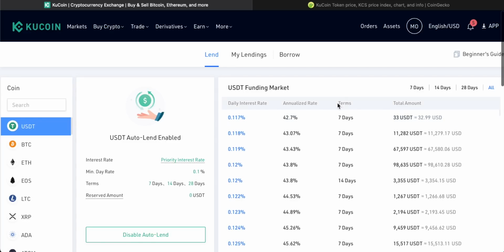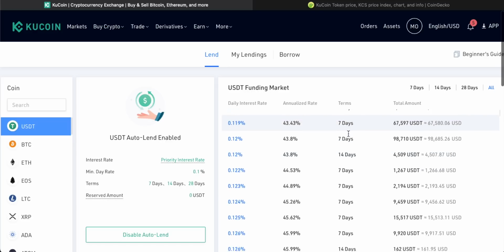And then you can see the terms right here. So this is the lending terms. So if you want to lend out US dollar tether, then you'll have to lend it out for these terms, either 7 days, you can see 14 days here, and there are terms for 28 days as well. And you can change these terms yourself when you go and lend out, which I'll show you.